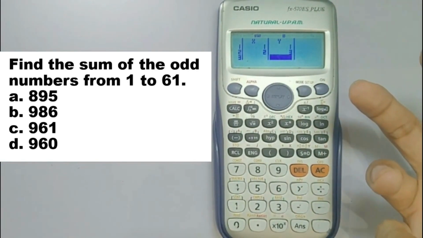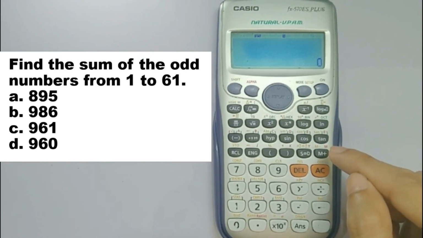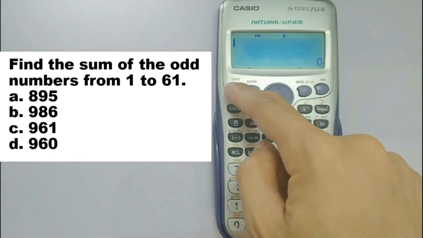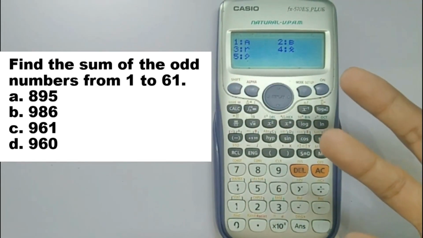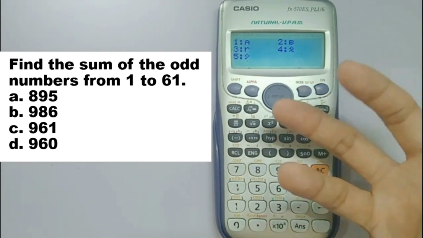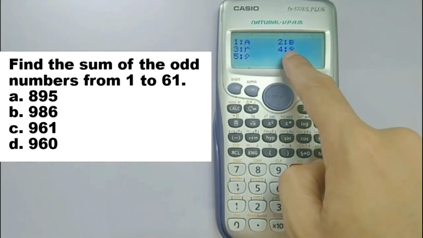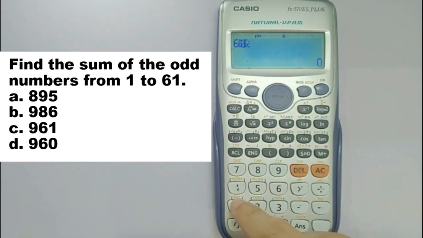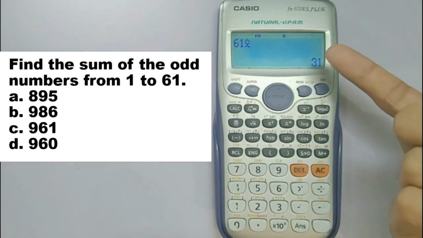Then, okay na yung data natin, guys. Then, press AC. After pressing AC, hanapin natin kung pang ilang term yung 61. So, press shift and stat. So, regression. So, that is 5. Bago natin mahanap yung sum, we need to find what is the position of 61 or kung pang ilang term siya. We have here 4. So, that is the position. So, 4. So, we input here. So, 61. So, 61 is a 31st term. So, okay na yun. So, nakuha na natin yung data.